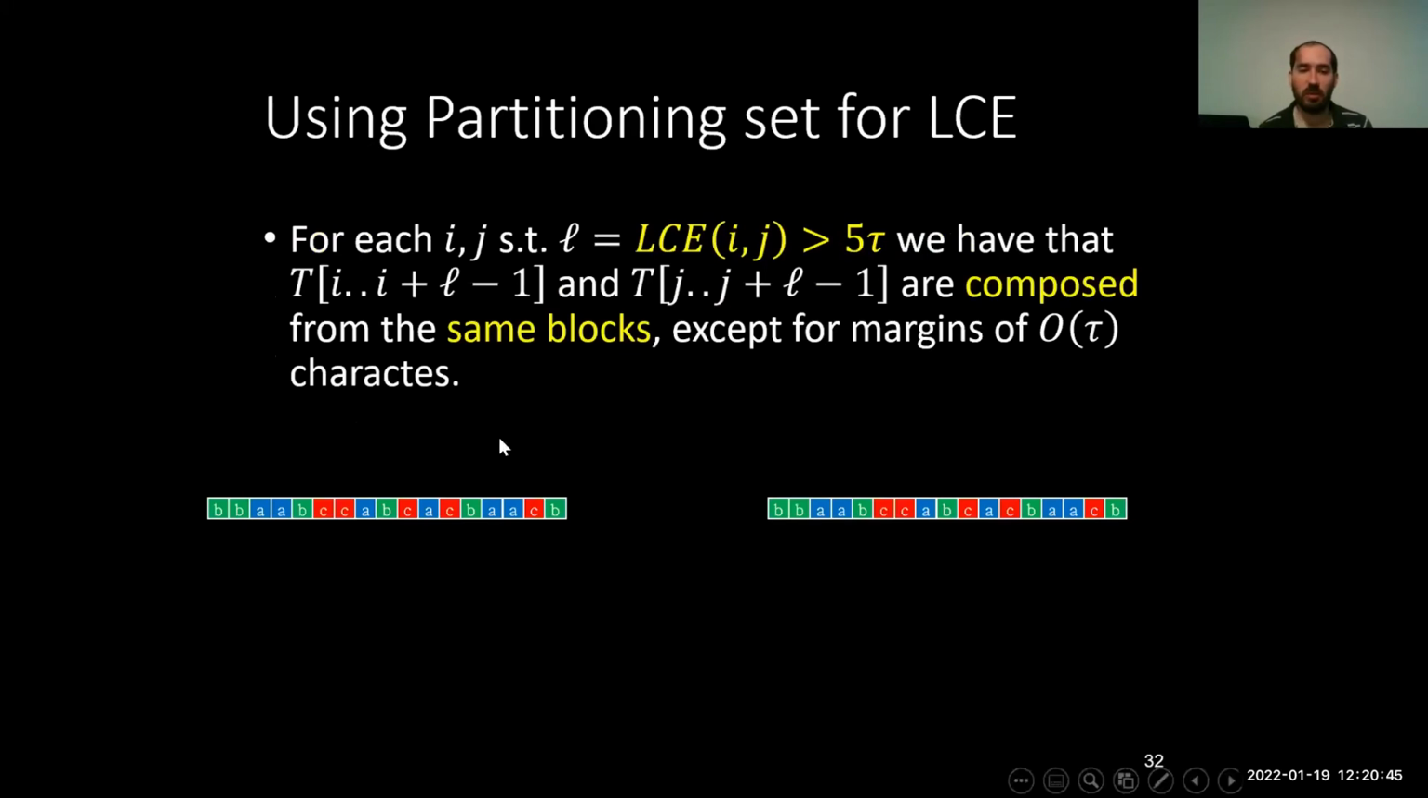And now, when we want to answer an LCE query, the observation is that if the LCE of 2 indices is large, more than 5 tau, then it must be the case that the 2 copies of the string are composed of the same blocks, because every point in the shared string, except for its margins, sees a similar string, and therefore the decision is the same, and therefore they are composed into the same blocks.